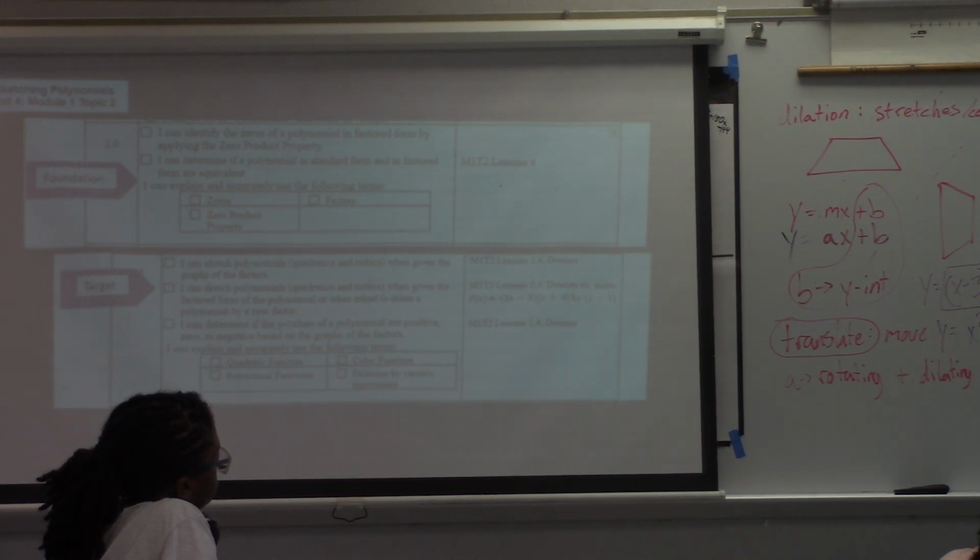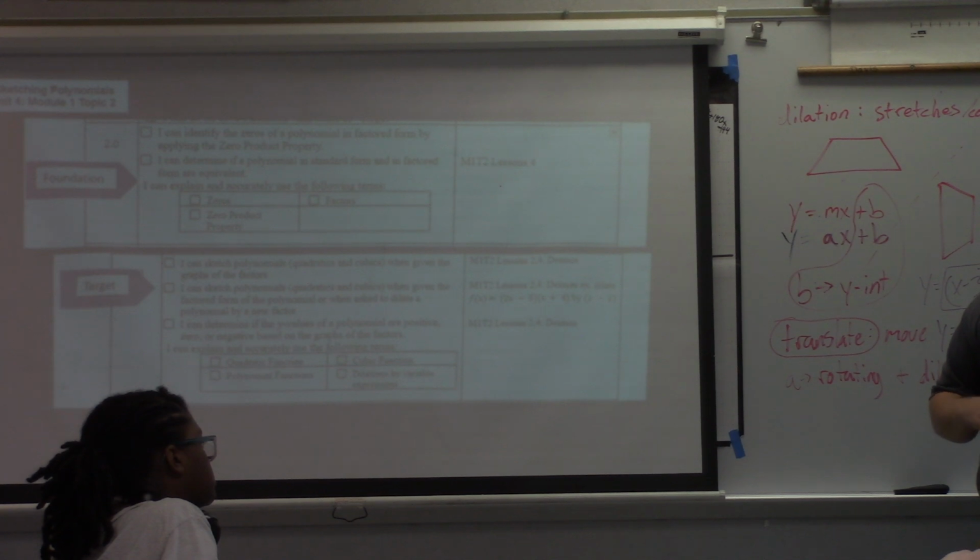Oh. Guys, that's the whole point of the zero product property. The only way to get a product of 0 is if at least one of the factors was 0. That's it. There's my factors. So what we're looking at is being able to sketch a polynomial when just given the graphs of the factors. Sketching polynomials when given the factored form of the polynomial, or when asked to dilate a polynomial by a new factor. And so the rest of these things all naturally come out of that.